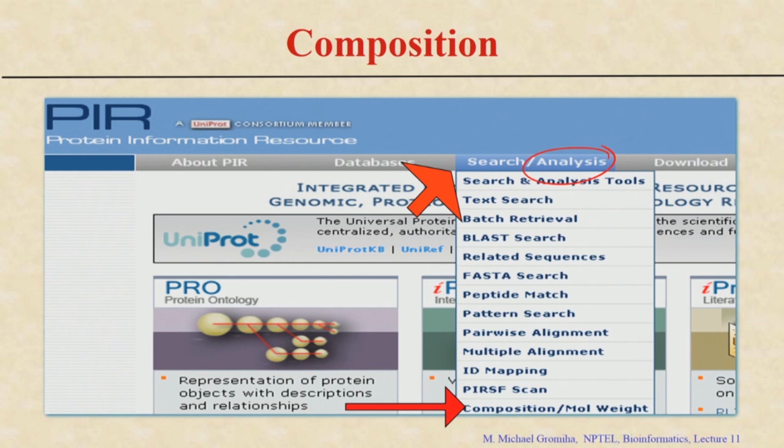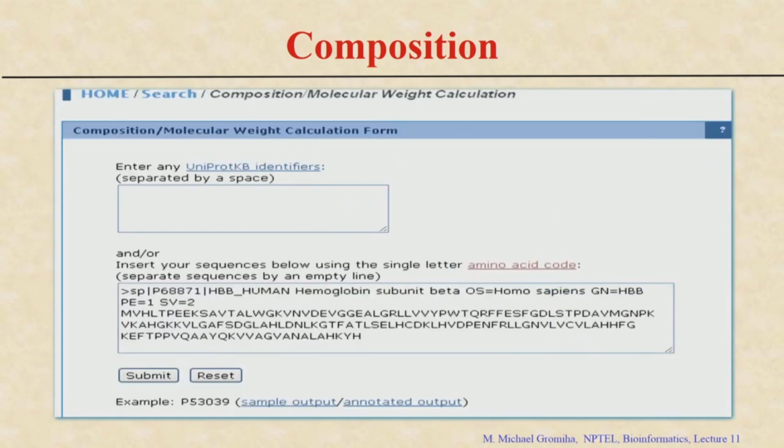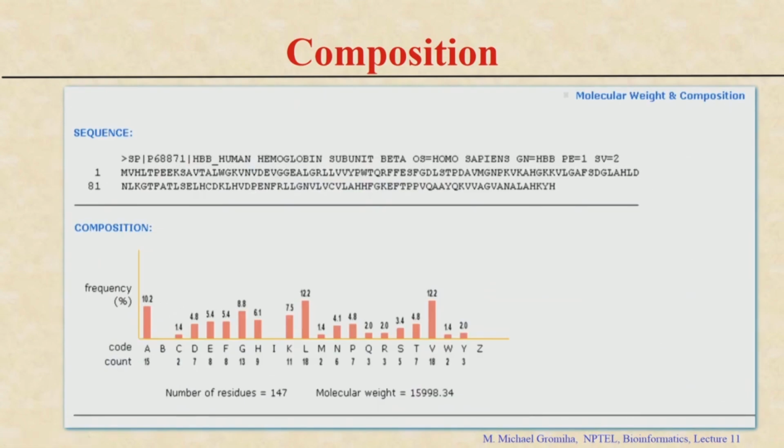If you see the list of tools available, here you can see the tool which can calculate the composition. Go, click on this composition and you get this window. Either you give the UniProt identifier or you can give your sequence. So, you insert your amino acid sequence in the single letter code. Then if you click on submit, you will get the sequence, this is your input, and here is your sequence occurrence as well as the composition.